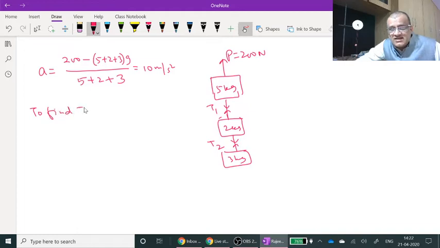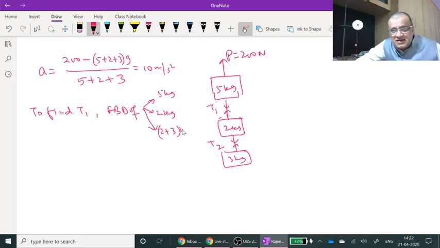To find T1, which free body diagram is correct? Now I'm giving you the options: 5 kg, 2 kg to find T1, or 2 plus 3 kg. Now listen, already we have talked about one thing, all are correct. Which one should I opt for?